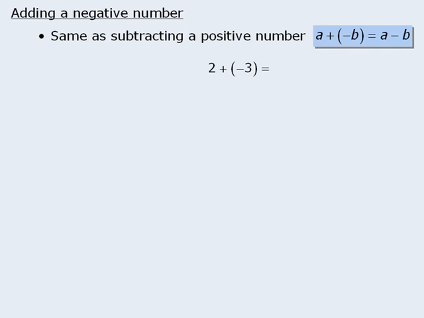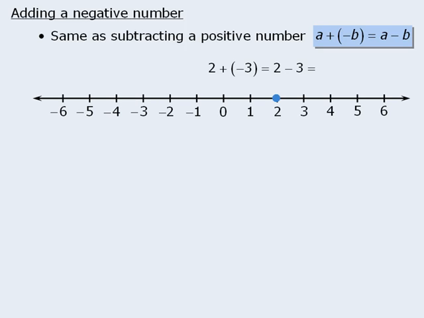For example, to evaluate 2 plus negative 3, we first rewrite it as 2 minus positive 3. Now we already learned how to subtract a positive number. The rule is to move to the left along the number line. So for this question, we start at the position of the first number, which is 2, and from here we move 3 spaces to the left to end at negative 1. So 2 plus negative 3 is the same as 2 minus 3, and this is equal to negative 1.